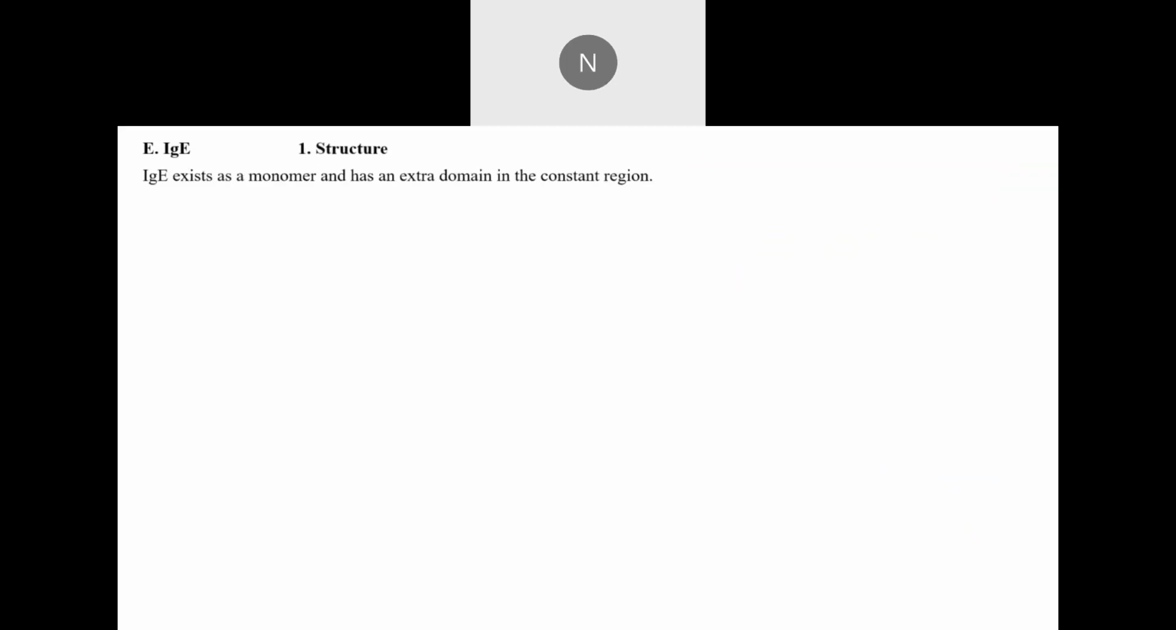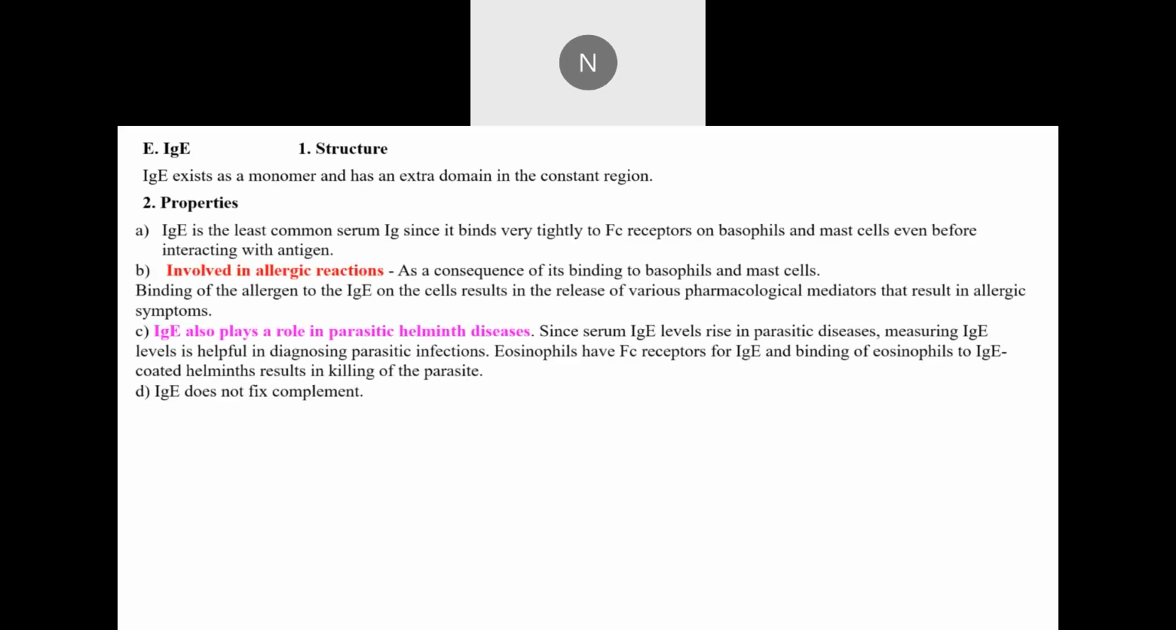IgE is a monomer again, and has an extra domain in the constant region. IgE is less common in serum, but binds very tightly to Fc receptors on basophils and mast cells. Because of that, it is involved in allergic reactions. So you have to remember that it is the main immunoglobulin found in allergic reactions as a consequence of its binding to basophils and mast cells.